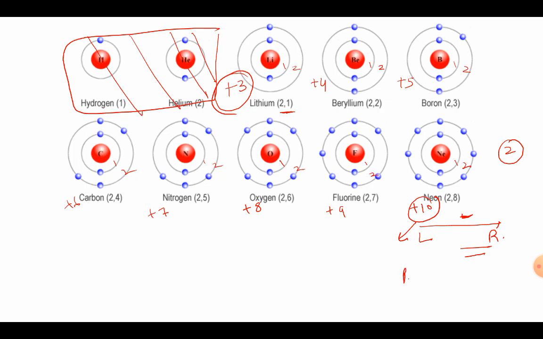Since we are talking about period number 2 over here, it should be clear to us that in a period the number of shells will be the same, and every element in period 2 has only 2 shells, and the 2 shells are K and L.